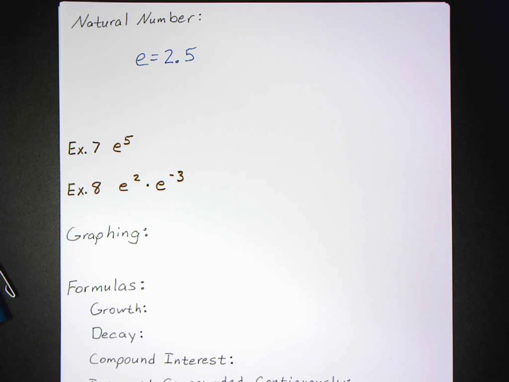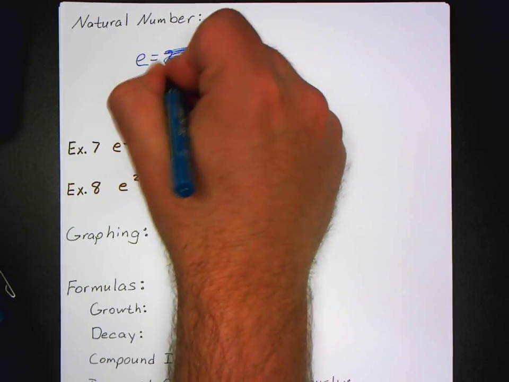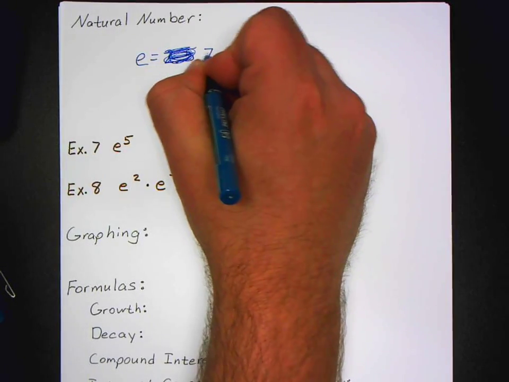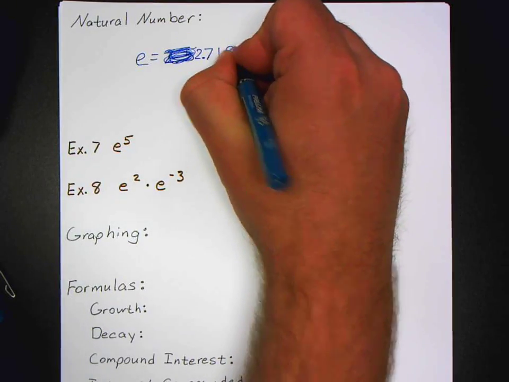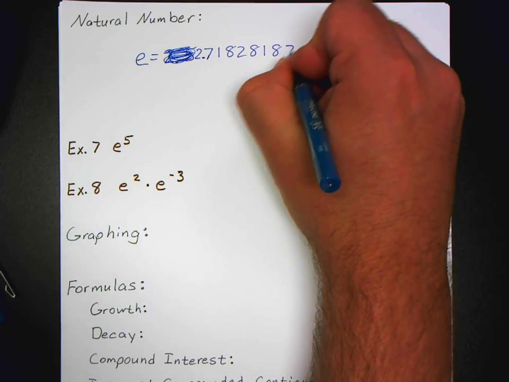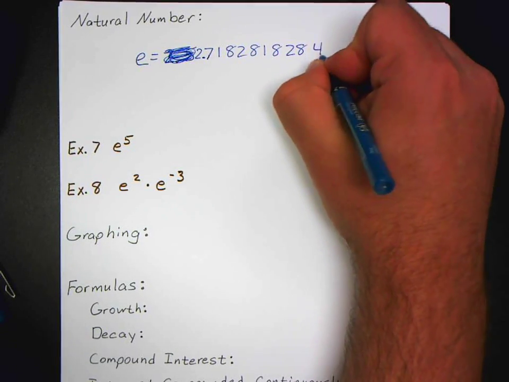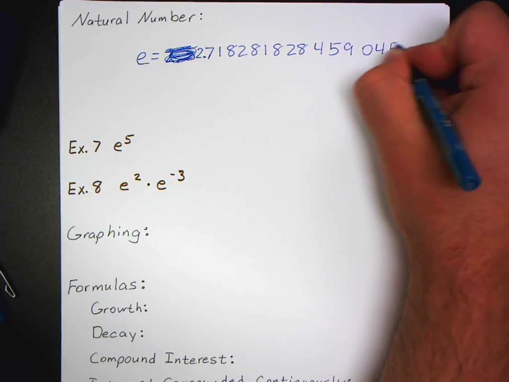This is how you find out on your calculator. You have an e to the x button. You take e to the 1 power. Oh, it's not 2.5. Dang it. I messed up. It's 2.7 1828 1828 459 and it just keeps going.